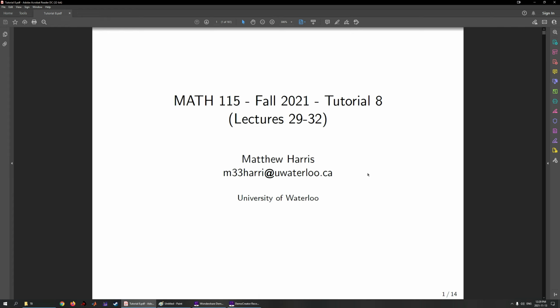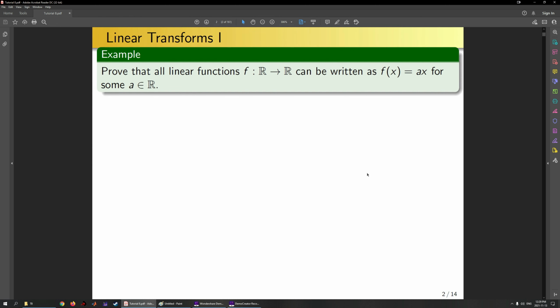And yeah, let's get into the first one. So tutorial 8. Prove that all linear functions f from R to R can be written as f(x) equal to ax for some a in R.